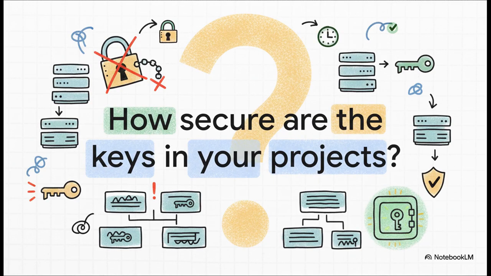So we'll leave you with this question to think about. After everything we've covered today, from the hidden dangers of a key in your code to the power of temporary credentials, take a moment and think about your own projects. How secure are the keys you're working with? Are there secrets hiding in your source code? Are they being rotated? The simple API key is a fundamental building block of our connected world, and securing it properly is a responsibility that we all share.